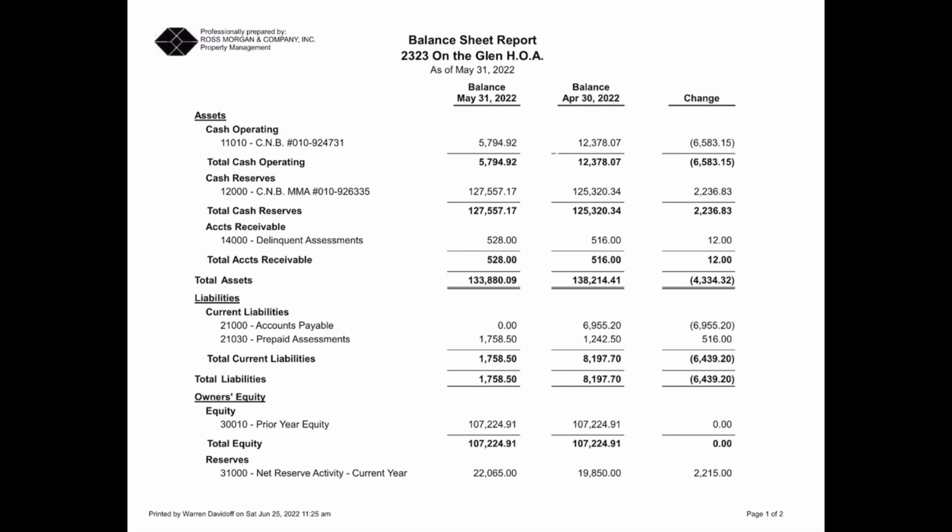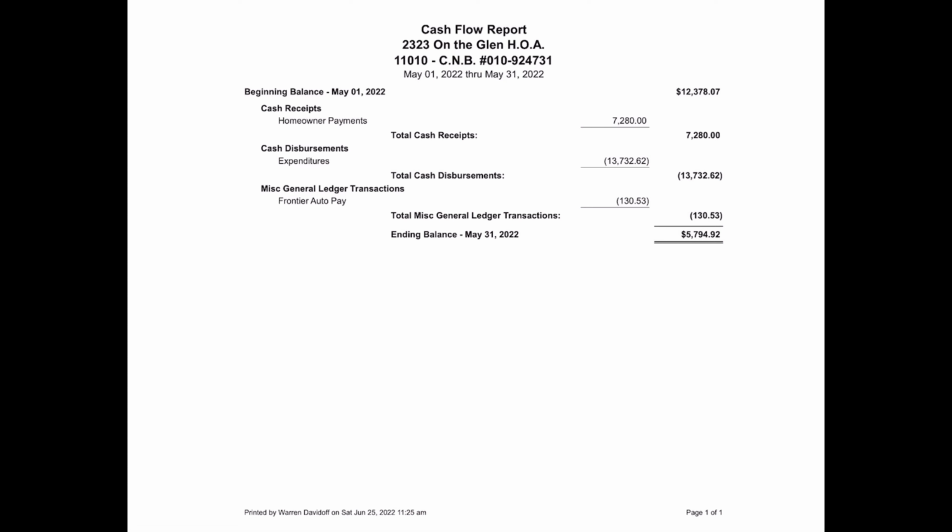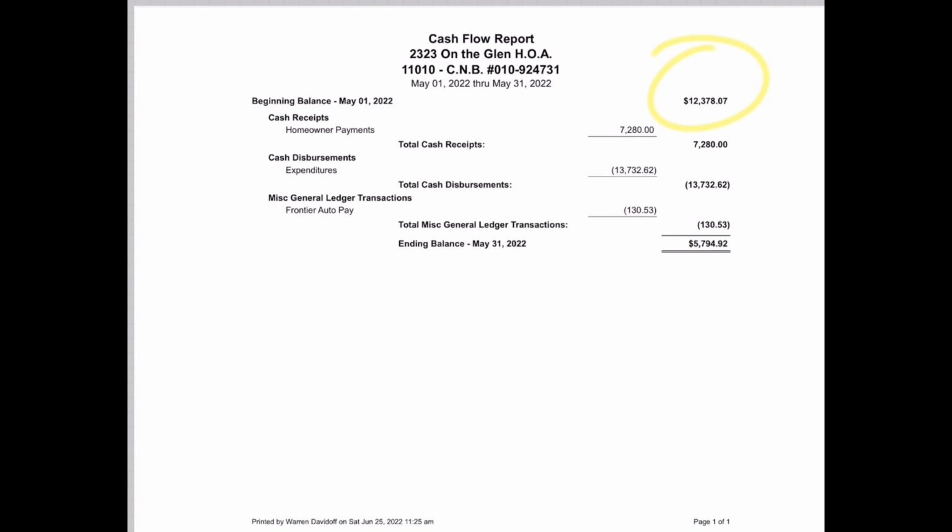But remember, it's an operating report. So when I go to the balance sheet, you see here, there's the 12 and there's the 5. So that's where you started, that's where you ended, and you move to, again, here we are, the 12 and the 5. And then in between is how you got there.